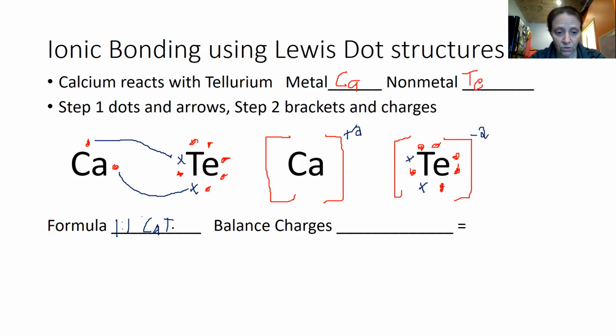Remember that first letter is always capitalized and that second letter is always lowercase. That's extremely important. All right, we're going to balance our charges. The charges have to equal 0. So I have a +2 on my cation, and then I have a -2 on my anion. And this is a perfectly balanced compound with a charge of 0.